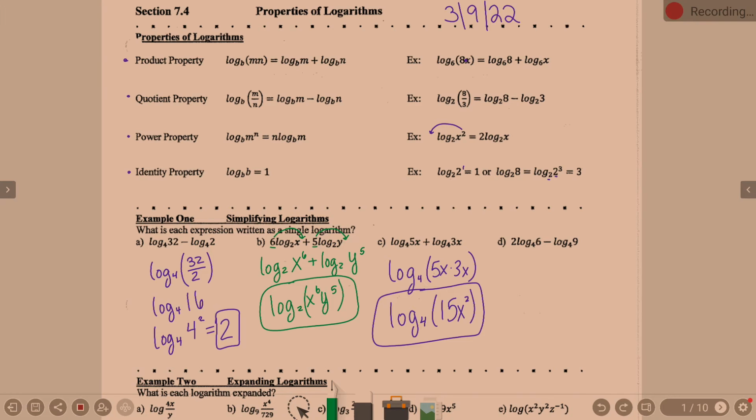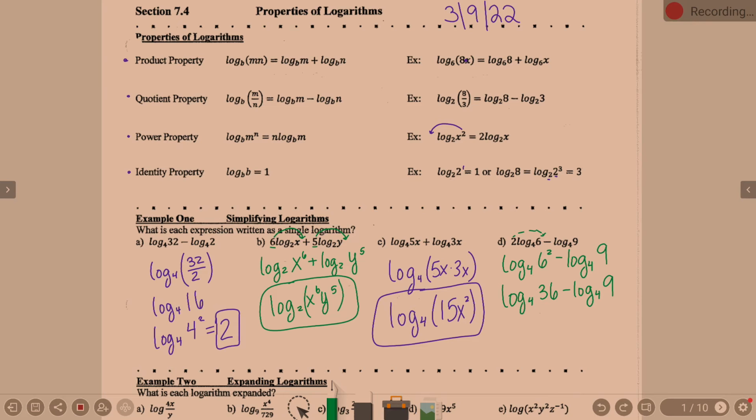So the power property says this 2 is going to go over here and become a power. So for starters, I'm going to say log base 4 of 6 squared minus log base 4 of 9. What do you know about 6 squared? It's 36. Is that good to know? Yeah, in fact, I'm going to go ahead and rewrite that. Log base 4 of 36 minus log base 4 of 9.